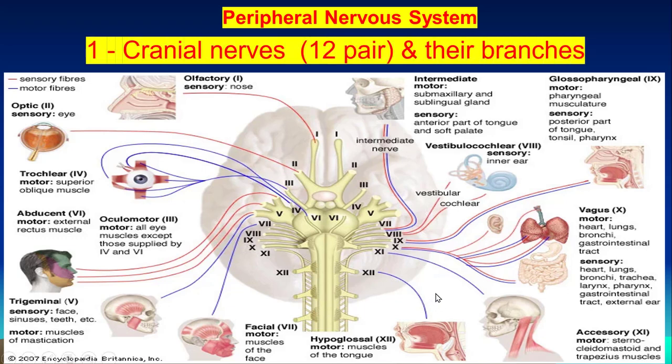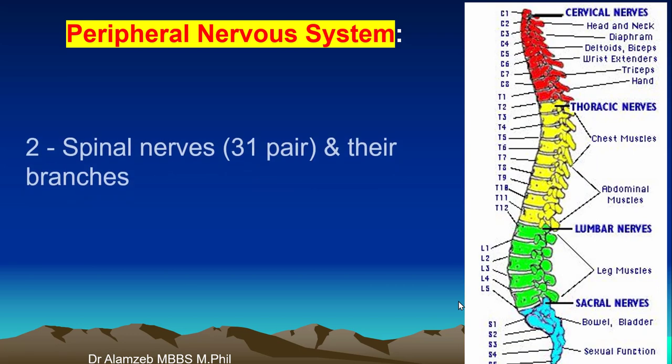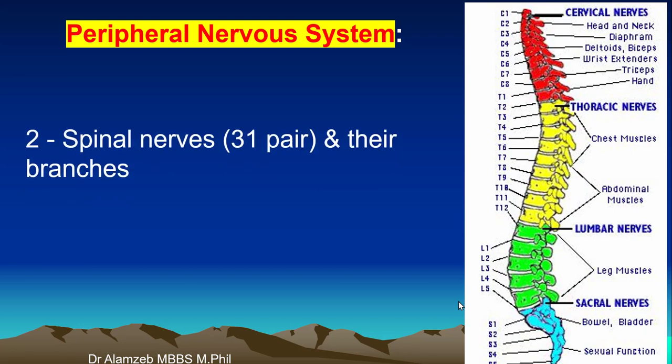Here you can see in this picture there are 12 cranial nerves: the olfactory, the optic, trigeminal, the facial nerve, vestibulocochlear nerve, glossopharyngeal nerve, vagus nerve, and accessory nerves. The peripheral nervous system also consists of spinal nerves, which are 31 pairs, and their branches.